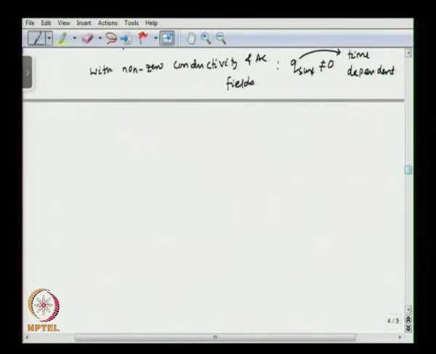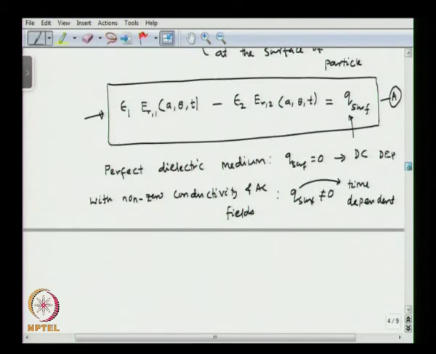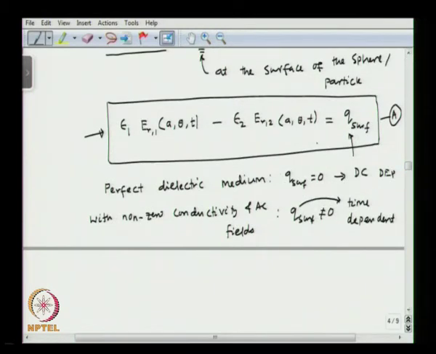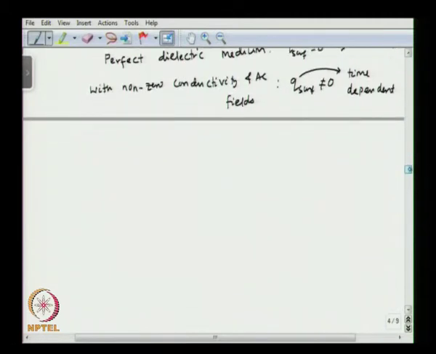Now, this time dependent charge q surface can be given by charge conservation and Ohm's law. So, the q surface, which is the charge on the surface, is given by charge conservation and Ohm's law.